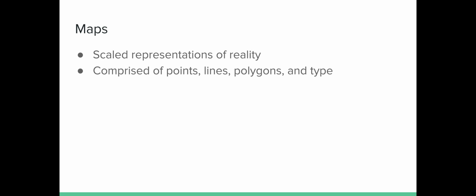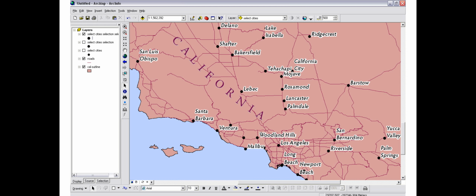And so we take these maps, we make them out of points and lines and polygons. These are the feature classes we've worked with. We also have type, so the labels we put on there. All right, and so that's, again, like this image we've seen before. This is a perfect example of a representation.